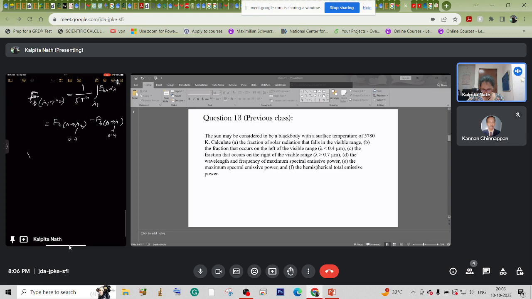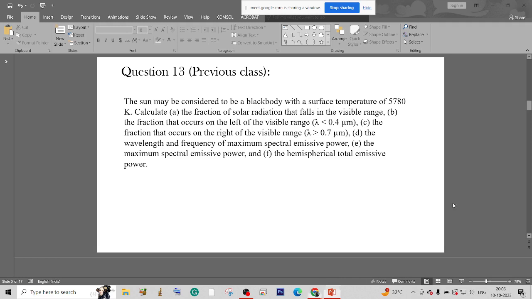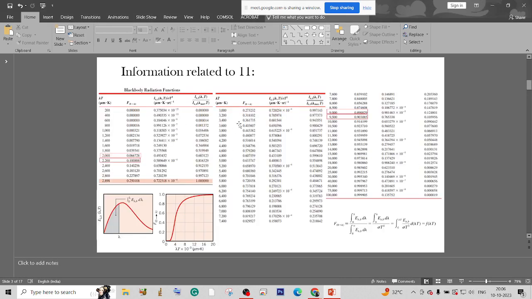For finding out the fraction, we first need to calculate lambda T, as I've already shown in this chart. For the corresponding lambda T we can get the fraction. So lambda 1 T is for 0.4. The temperature is given as 5780, so this is 0.4 into 5780, which is 2312 micrometer Kelvin. And for lambda 2 T, this is 0.7 into 5780, which is 4046 micrometer Kelvin.